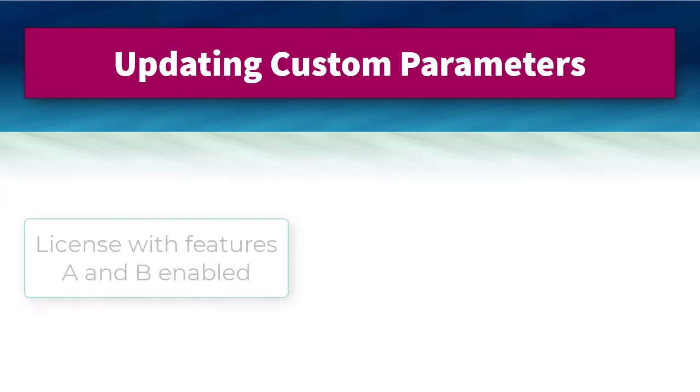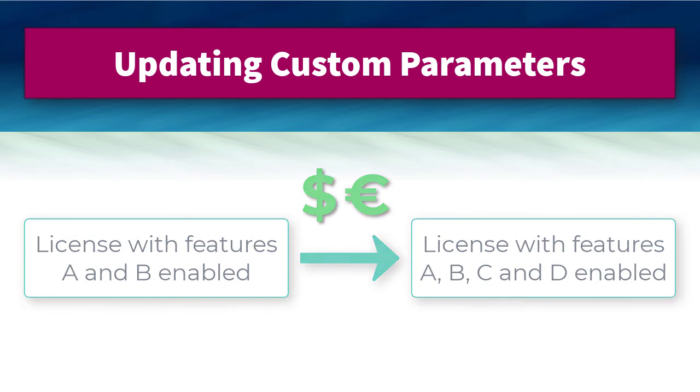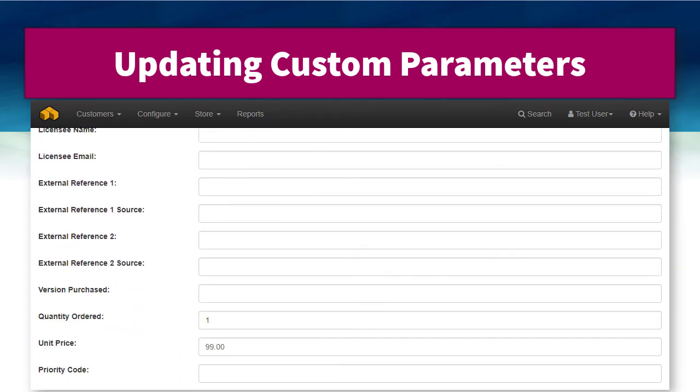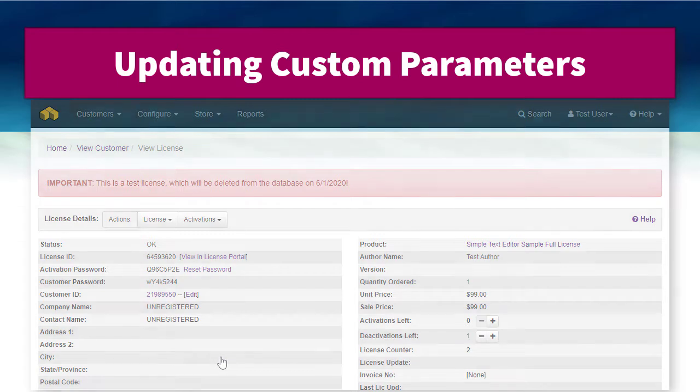It is also easy to update the custom data of a license, which allows you to sell additional features or upgrades to your customers. Back in Solo Server, I can edit the license, enable all features, and submit the changes. These changes won't take effect locally until your application performs a license refresh with the server.